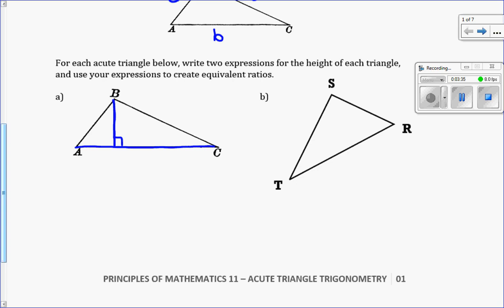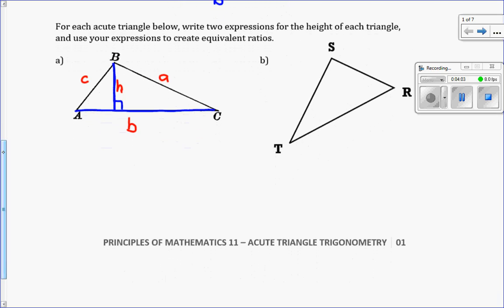Now I'm also going to label the side lengths on this triangle. The side directly across from angle B is side b, the side directly across from angle A is side a, and the side directly across from angle C is side c. This perpendicular line that I've drawn is the height of this triangle. We're going to see if we can use what we know about the sine ratio to come up with equivalent ratios.